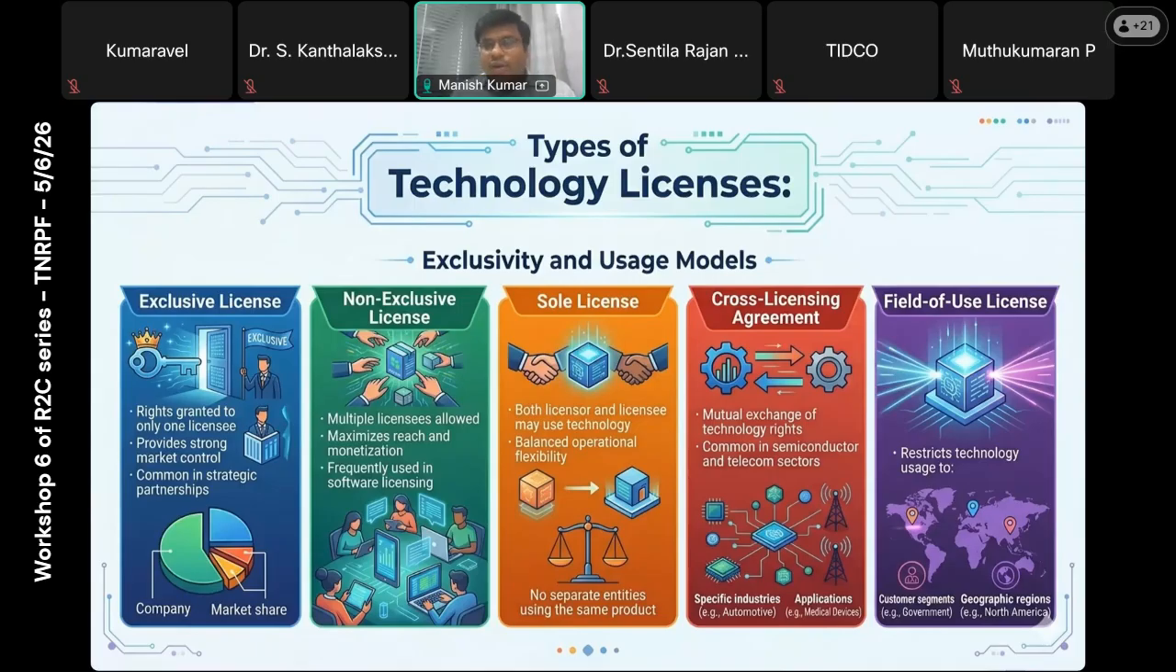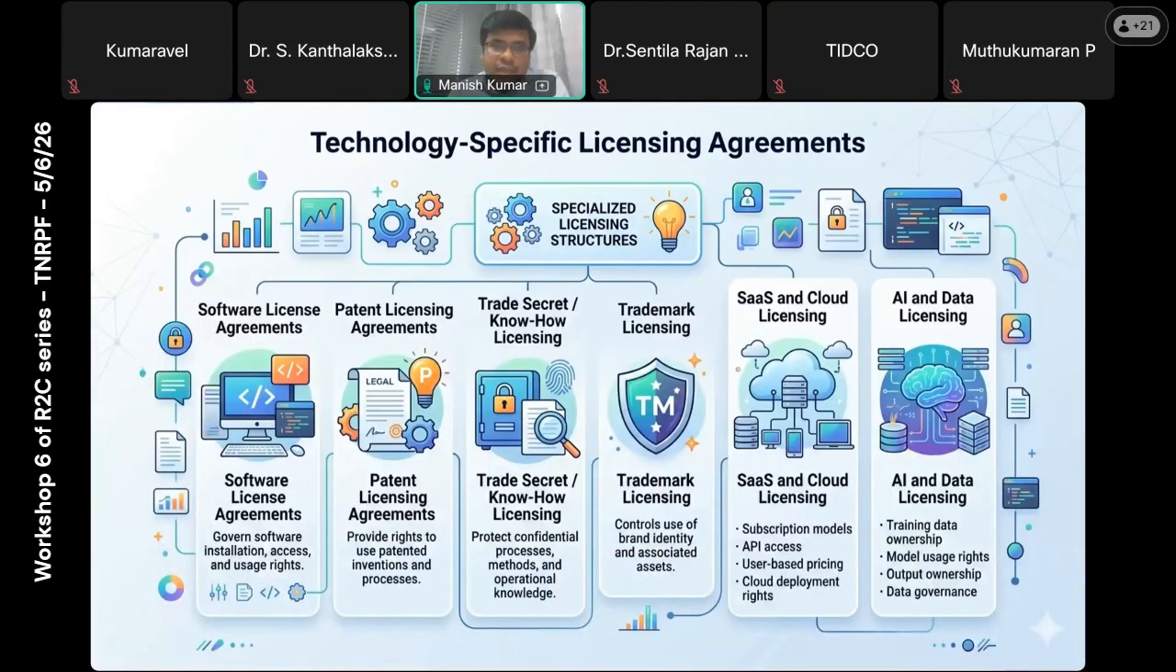Field of use license, as I have told you, is mostly based on the applications. For example, if one technology has 5 different applications, I can give one field of use license to one company and another to another company. It could be exclusive or non-exclusive; it can be both ways. Or you can give the entire technology to one company that has the capacity of sub-licensing, perhaps to different small companies. So these are different ways in which you can design your licensing.